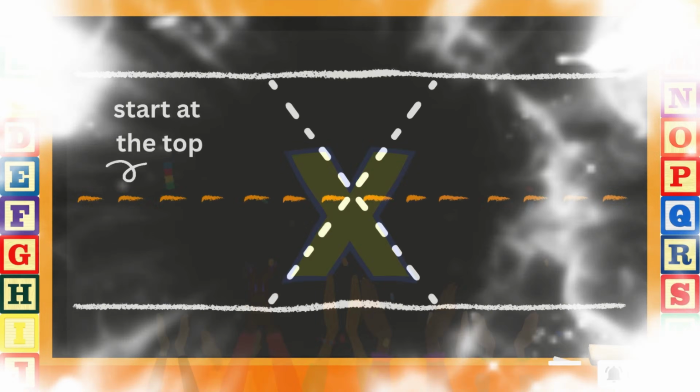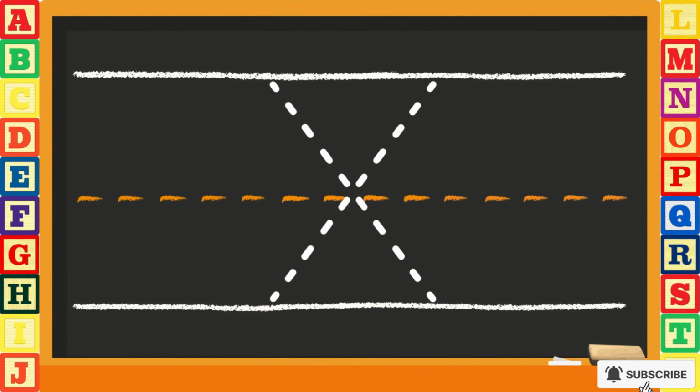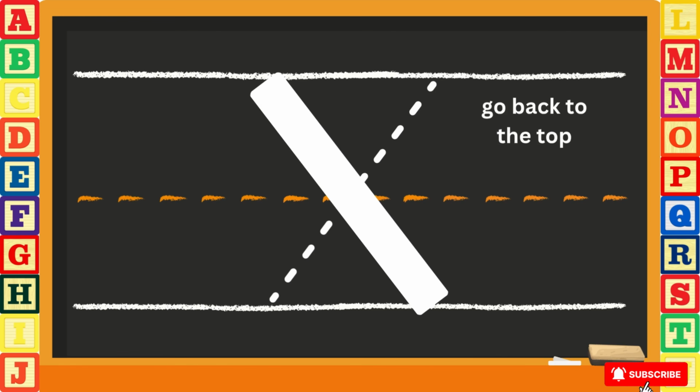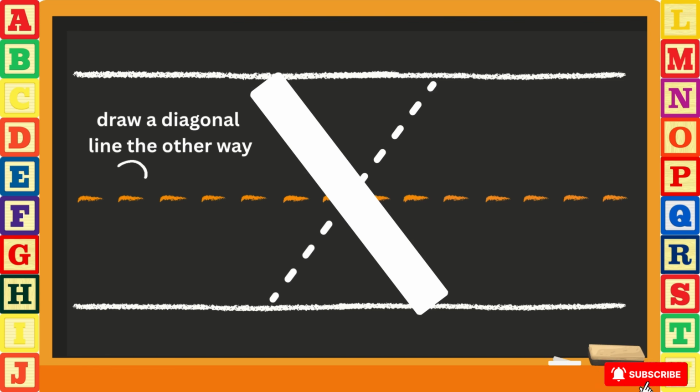Ready? Start at the top. Draw a diagonal line down. Go back to the top. Draw a diagonal line the other way.